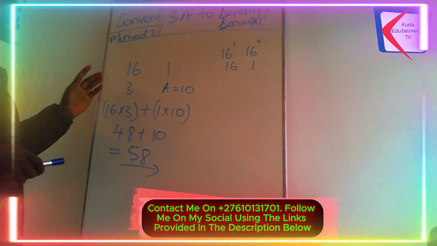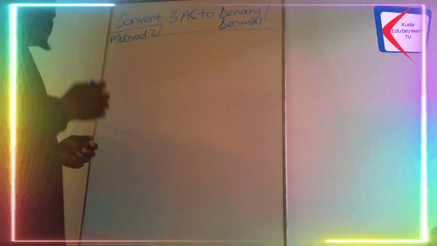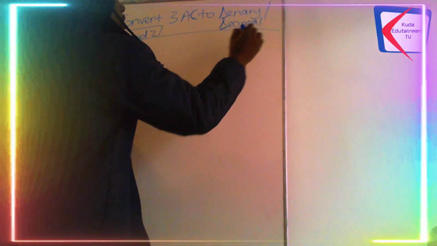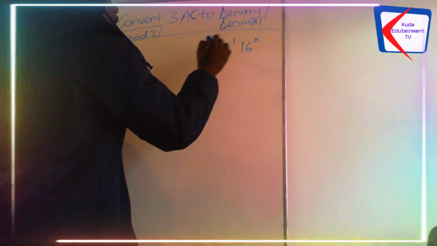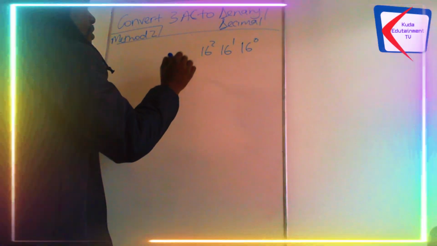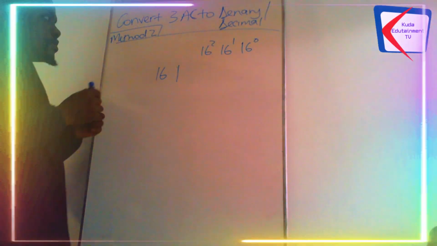Maybe let us do another decimal number. So we need to raise 16 to the power 0, 16 to the power 1, and 16 to the power 2. So 16 to the power 0 is 1, 16 to the power 1 is just 16, and 16 to the power 2, it will give us 250, should be 256, right?